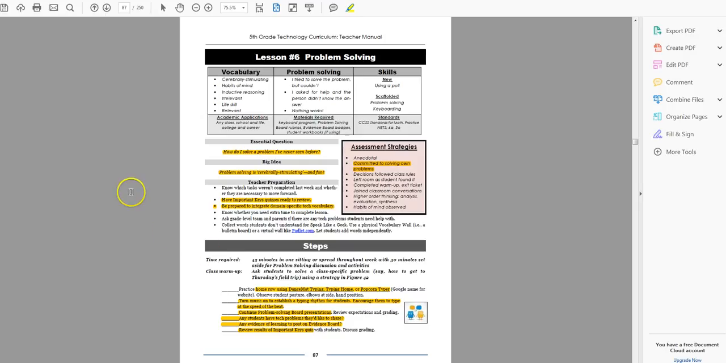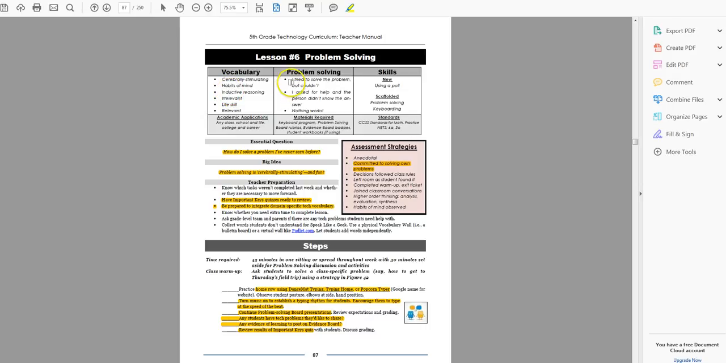So I think the vocabulary, cerebrally stimulating, might be new. Habits of mind, inductive reasoning, life skill. Which of these are new to you? And make sure that you use them and make them clear to students what their meaning is.